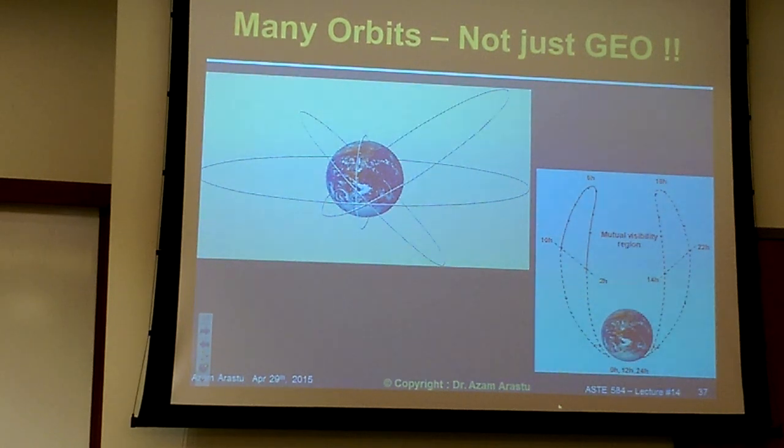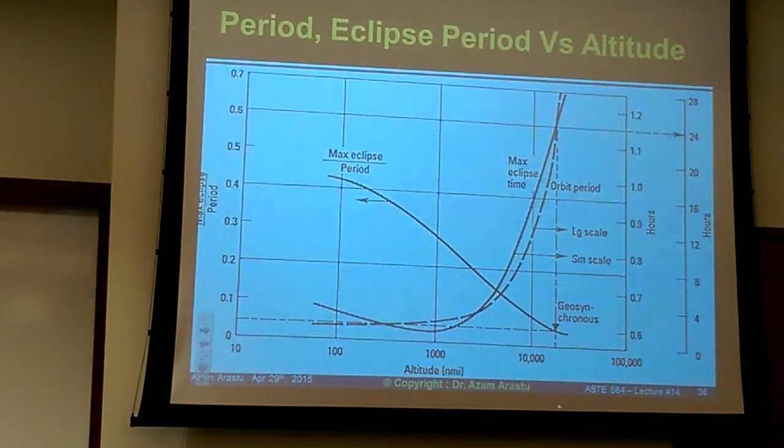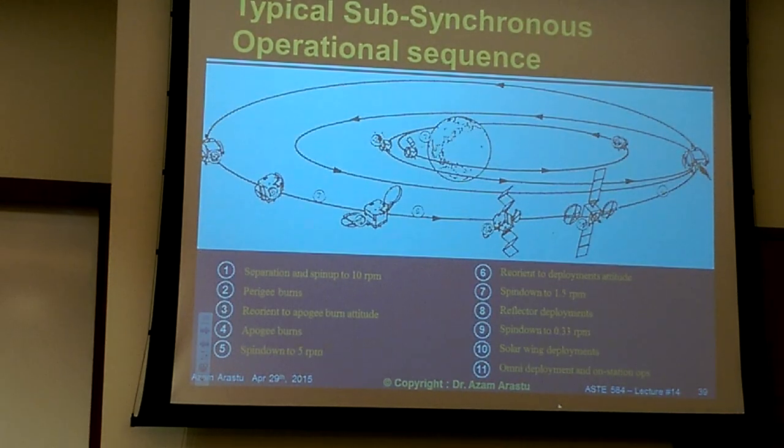And of course, just to remind you, there are many different orbits. This could be LEO, MEO, elliptical, GEO. Not only that, you can have some fairly complex orbits, shown here on Earth, but you can have orbits like this across the Moon, across Mars, so all over the place. And as I said earlier, orbit period is changing, eclipse period is changing, altitude is changing, so a lot of things are changing all the time.